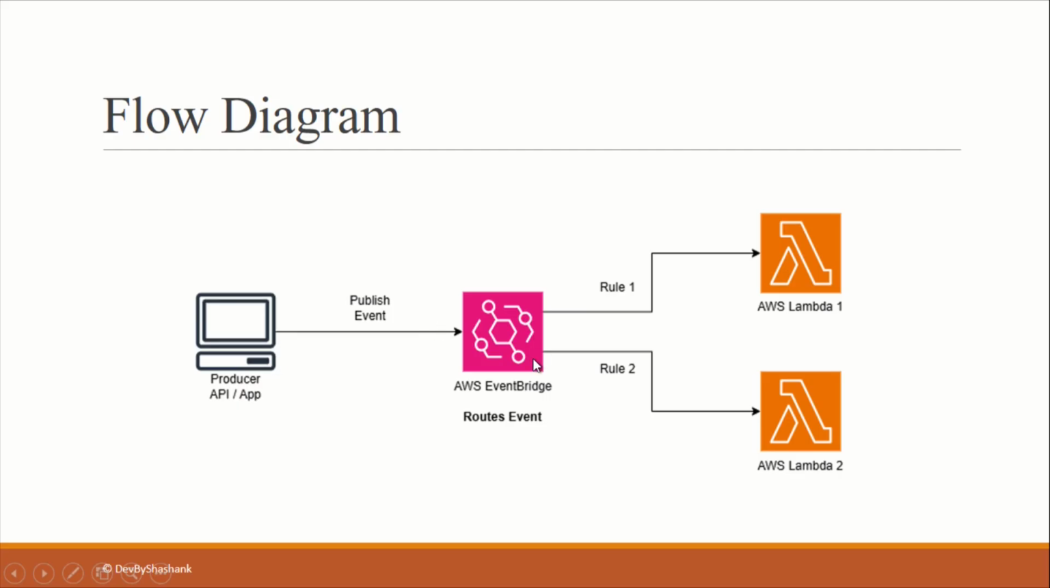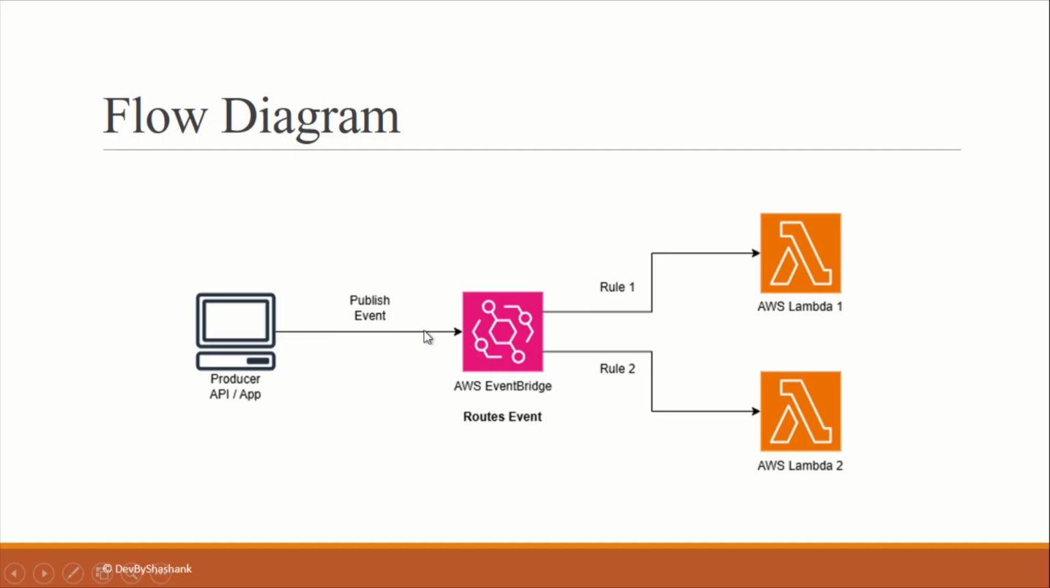Now, when producer will publish an event to this EventBridge, then this EventBridge will check that received event and match the event patterns. And let's say if it is matching with rule 1, then it will trigger the lambda 1, else it will trigger the lambda 2 if it is matching with rule 2.